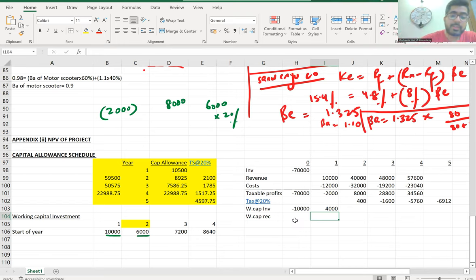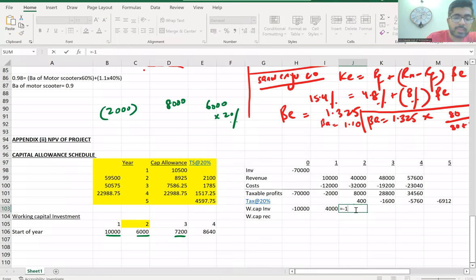Okay. Now at the start of year three, you need 7,200. The start of year three means end of year two. How much have you got? 10,000 invested, 4,000 pulled back. You still have 6,000, but you need 7,200. What will you do? Invest 1,200 more.